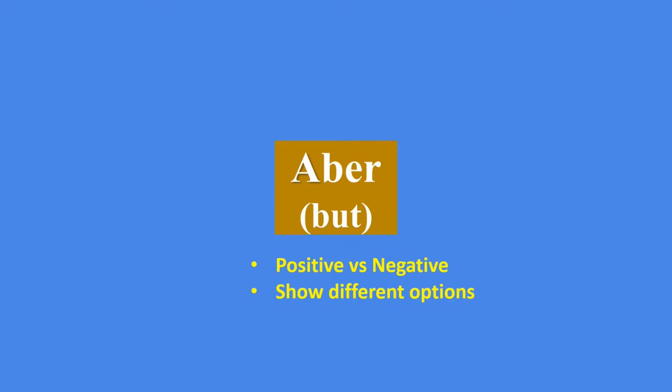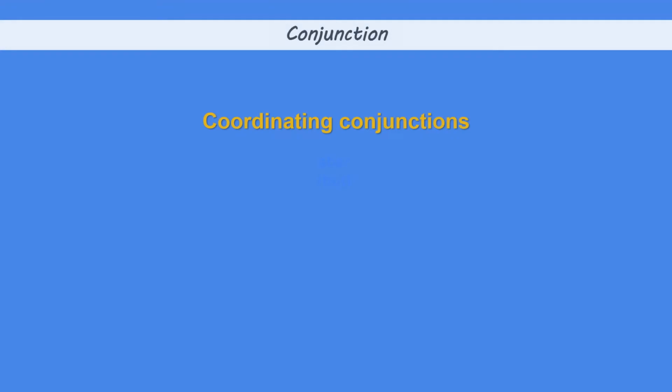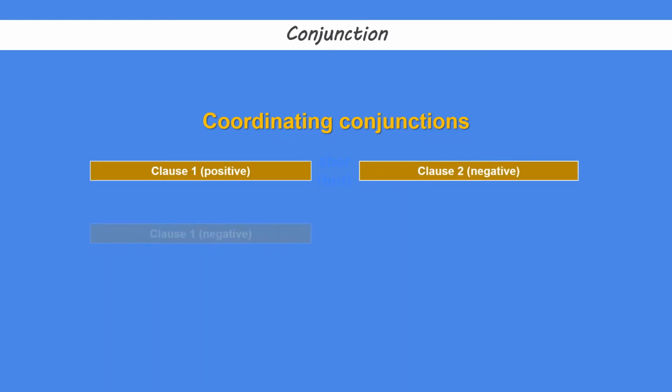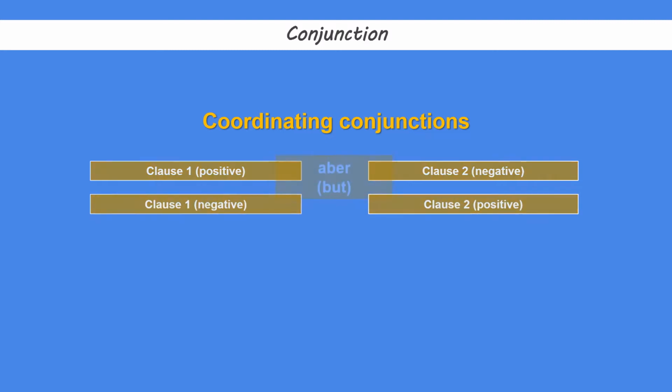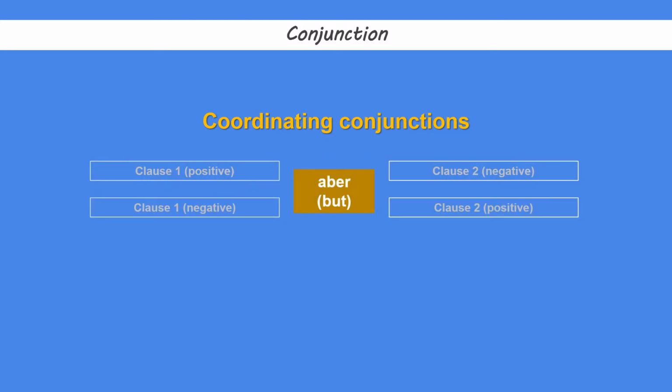Aber. It is used in the same way as the English word but. Usually, if one thing is positive, the other thing is negative. Please note that a comma will be used before the conjunction aber.